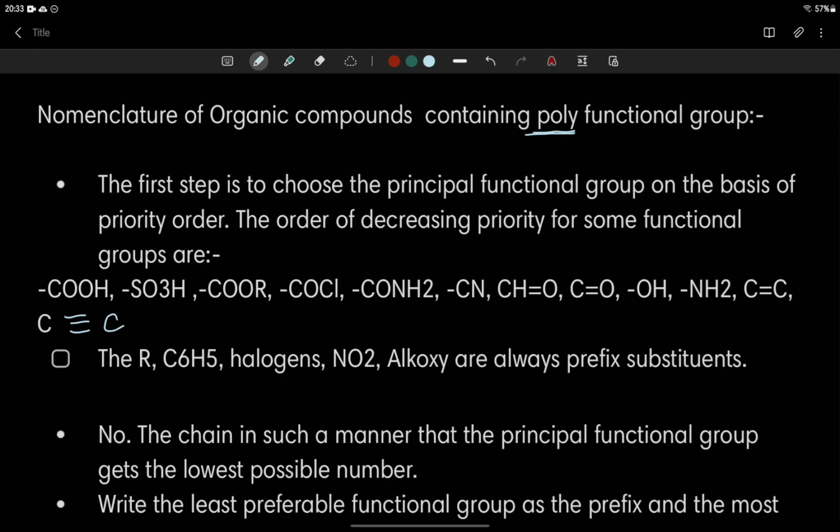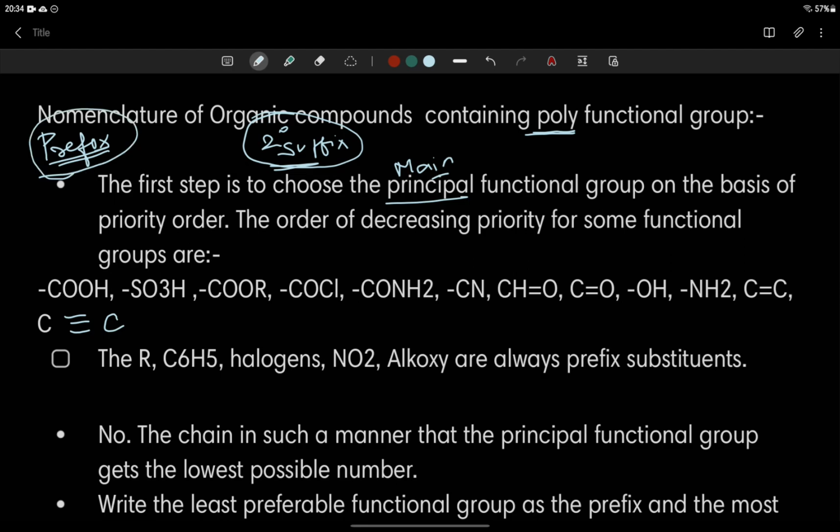So here what you have to do is, at first you should know the principal functional group, meaning the main functional group. Why is it important? Because the main functional group, or principal functional group, is written as the secondary suffix, that is, at the end, and the least preferable functional group, the one which is not principal, is written as a prefix. So first you have to identify what the principal functional group is and which is the least preferable functional group, which will be written as a prefix.